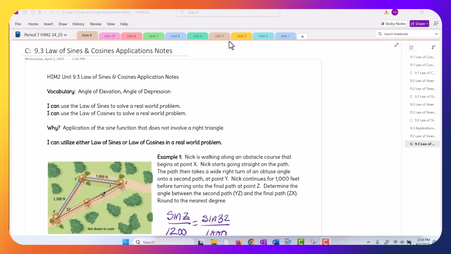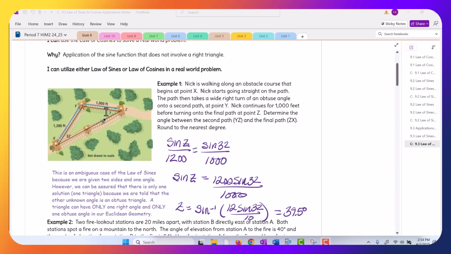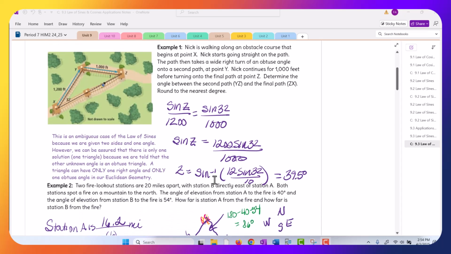All right, so today we are looking at both the law of sines and cosines and some applications. So in this first problem, they give us the picture of the situation, and we notice that we're going to use the law of sines because we do have an angle opposite side match. However, ultimately we have to use the inverse sine to get this angle measure.